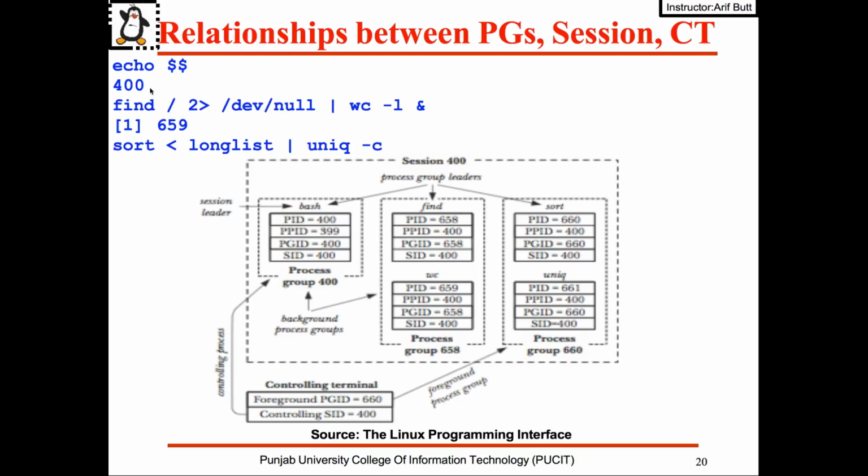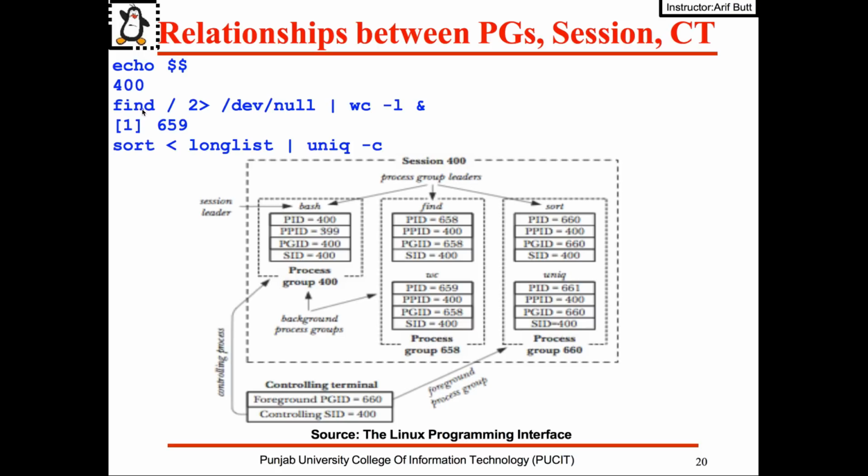Let's suppose that we are working on a shell and the PID of the shell is 400. This is the shell, the bash program, which is the session leader having PID 400. Its process group ID is also 400 and session ID is also 400. So this is one process group having only one process, that is the bash. And overall, this is a bigger picture showing you a complete session.